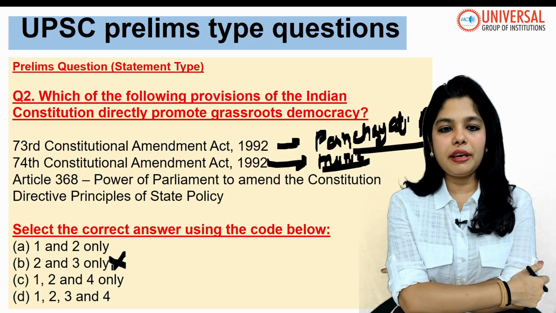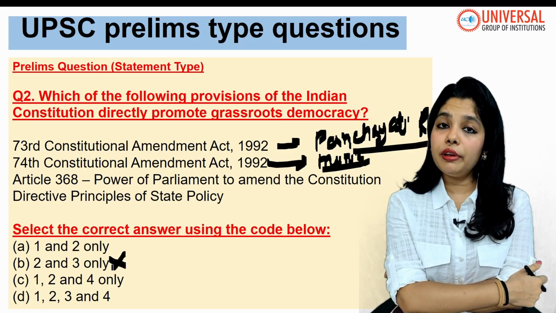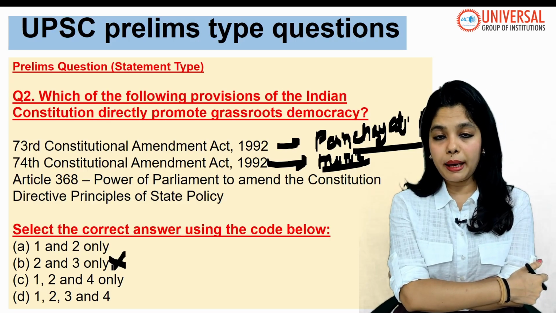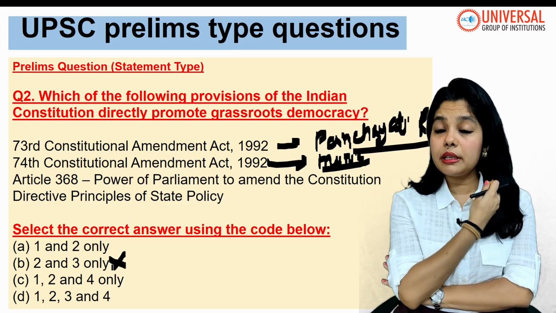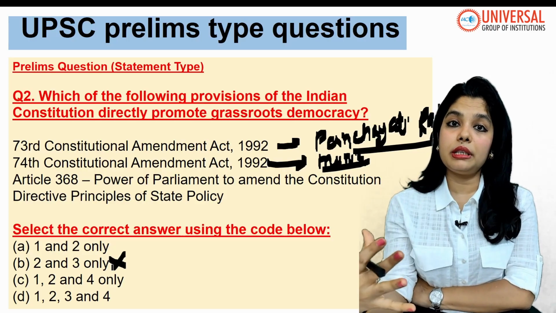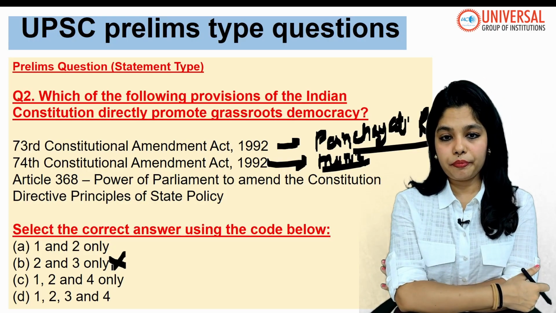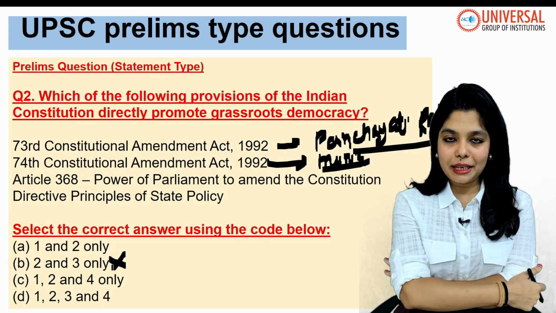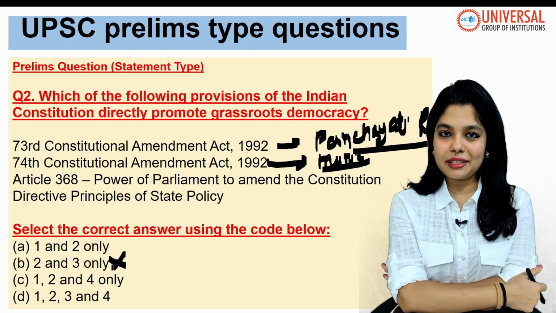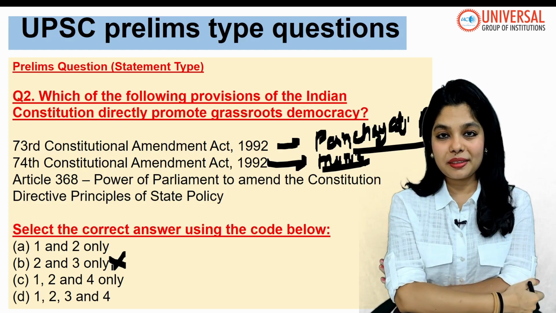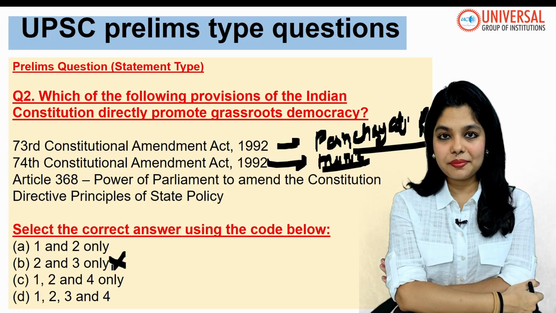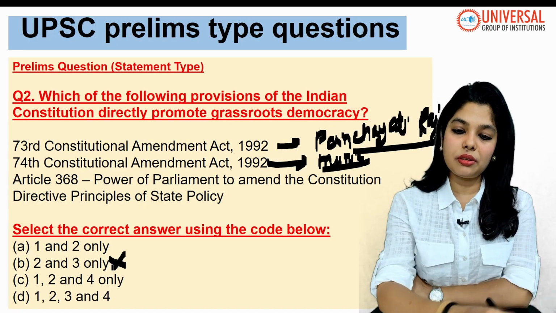Grassroots democracy, we have said, is that at the level of village and at the level of municipalities, we get democratic rights. Elections are done, people elect their representatives at that level. So, what will be the answer? Tell me. I will be waiting for 2 seconds. You can give the answers in the comment section so we get to know.